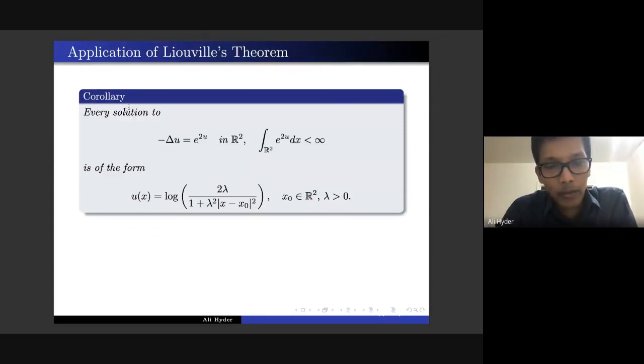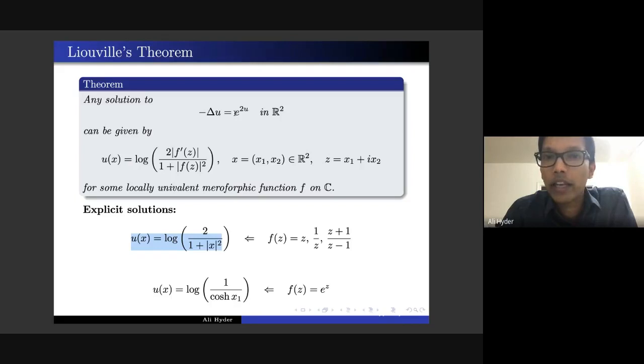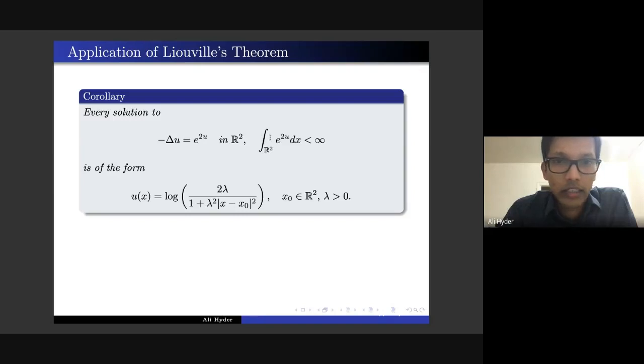The corollary of the previous Liouville theorem is the following. We take the same equation on the whole space, and in this slide we did not assume that the integral of the right-hand side is finite. But if we assume this additional condition, that the integral is finite, then the solution should be of this type: log of 2 lambda over 1 plus lambda squared mod x minus x naught squared. Here x naught is any point in R2, and lambda is positive. Because this PDE is invariant under translation, this is why we have x naught. At the same time, it is invariant under dilation, and that is the lambda parameter.